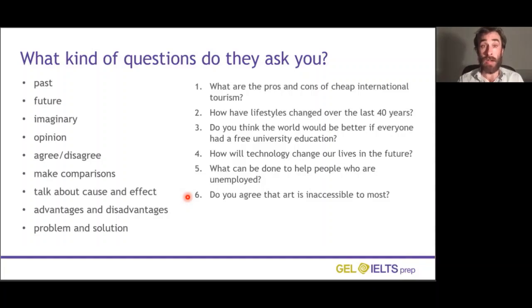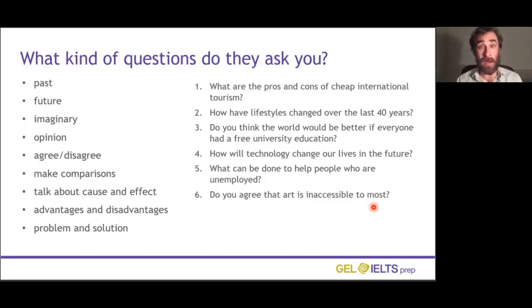This is an agree or disagree question. So the statement here is art is inaccessible to most. And the examiner is asking you if you agree with this statement or not. So listen out for phrases like, do you agree with this? Do you think people are right when they say this?